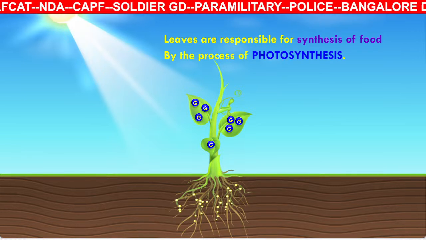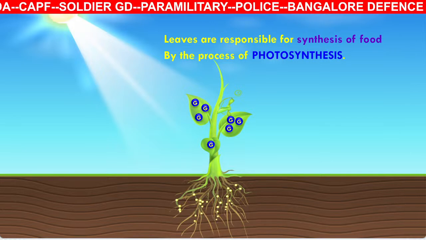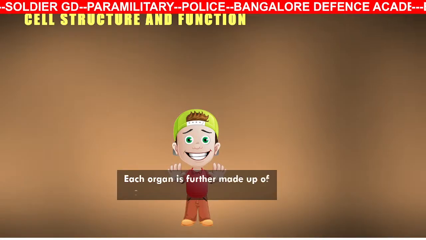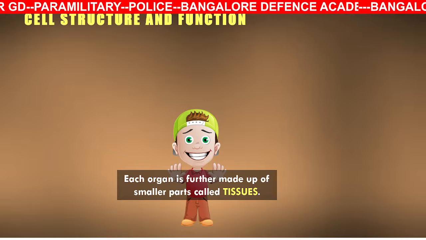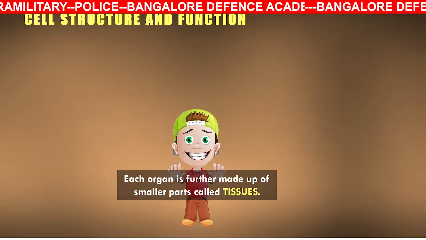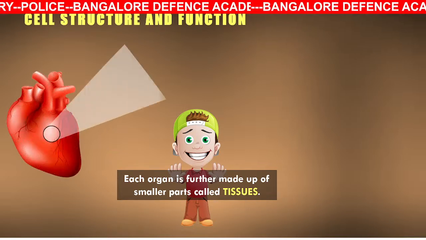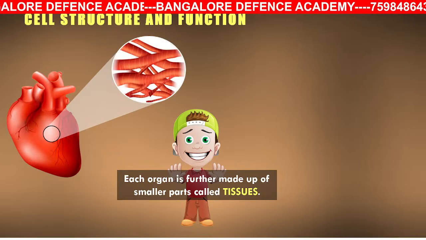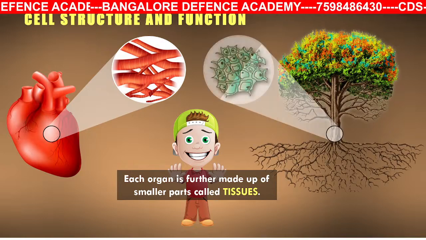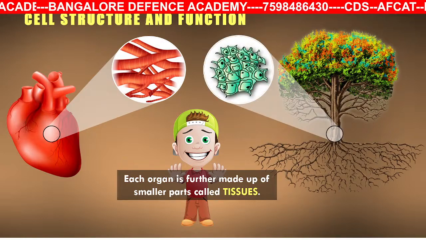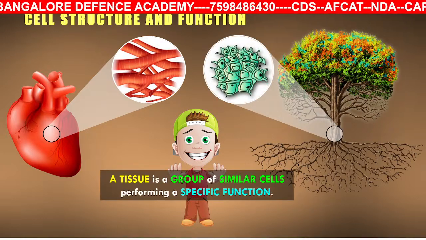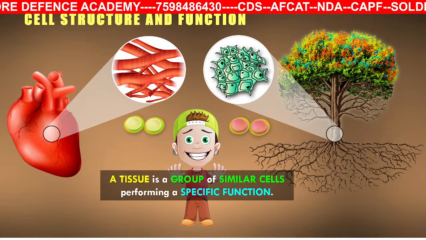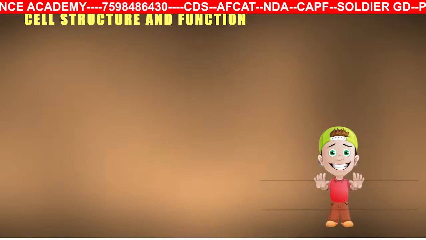So the plants are green in color. Why? Due to the presence of chloroplast. Okay. So plant cells have a different function. Each organ is further made up of smaller parts called tissues. Okay, imagine this is the heart, and it is made up of nerves, different kinds of tissues here. This is the tree, and the bark of the tree is made up of different tissues. A tissue is a group of cells performing specific functions.